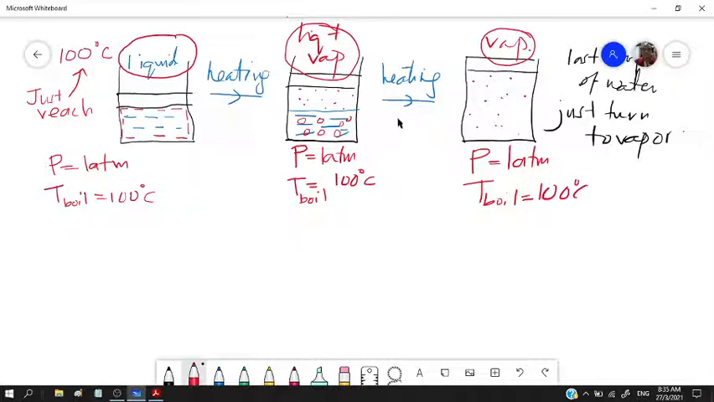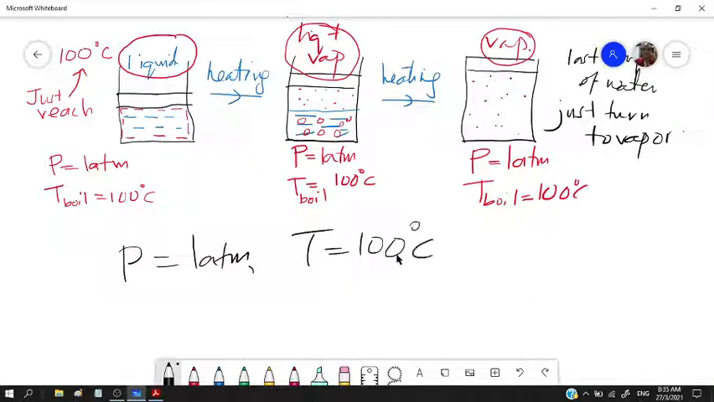Then we still continue the heating process until the last drop of water just turns to vapor. So these are states. And if we are given pressure equal to 1 atm and temperature equal to 100 degrees C, in this case we cannot define the state because we could have three types of states: liquid, mixture of liquid and vapor, and also vapor. So the state could not be defined.